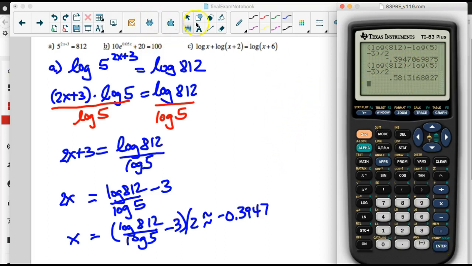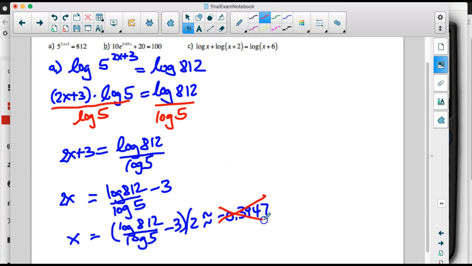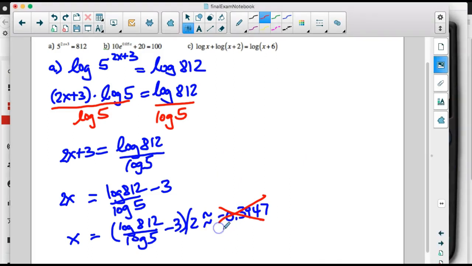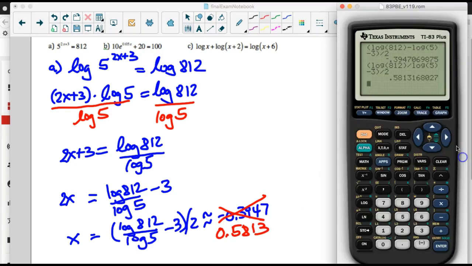So this is a good thing that we verified this, because this is not the answer by the calculator. The calculator says 0.5813. So I typed it in wrong. It's 0.5813. And if we look at the graphing part of it, that's what it said when we did second calculate.